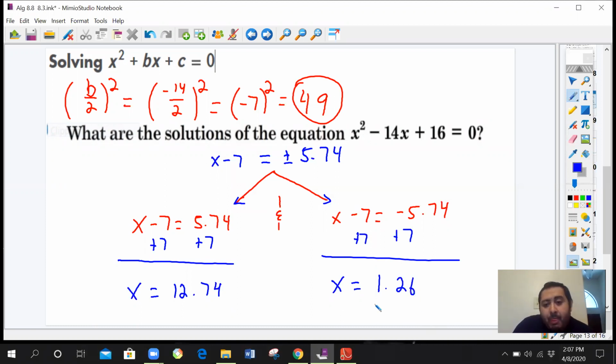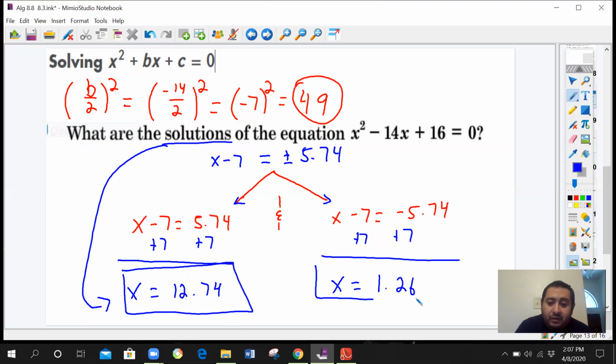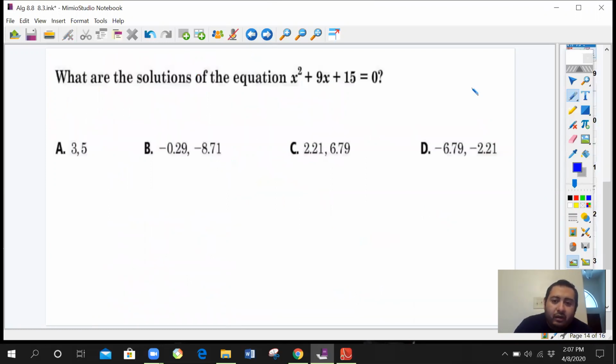All right. So these two are your solutions. And that's pretty much how you do it. So that's it. This one and this one are your two solutions for the quadratic expression. Let's go ahead and practice this one more time with a different problem. We have multiple choice as well.